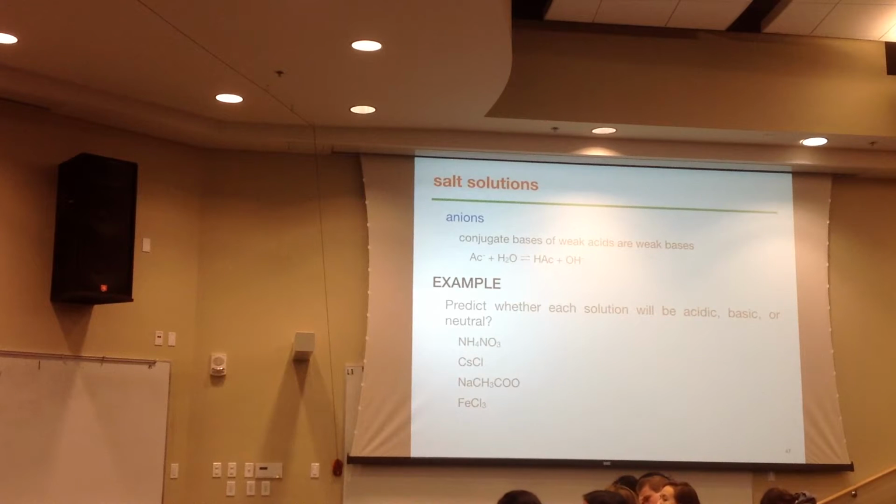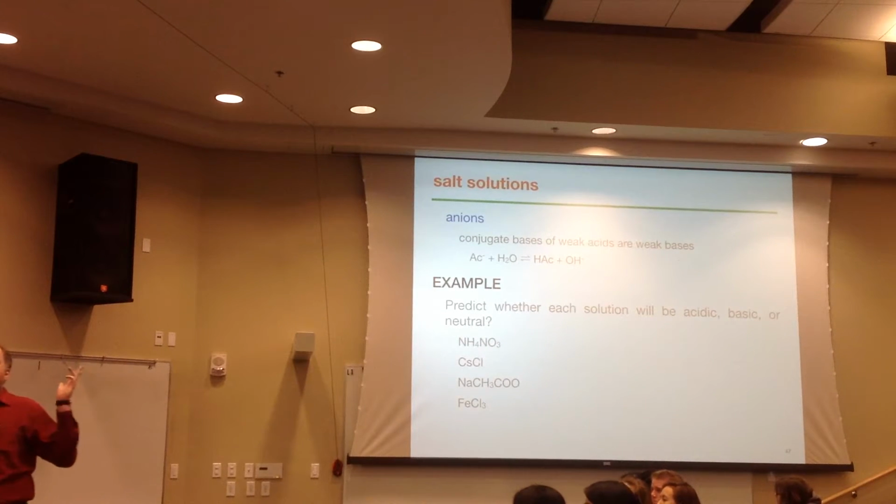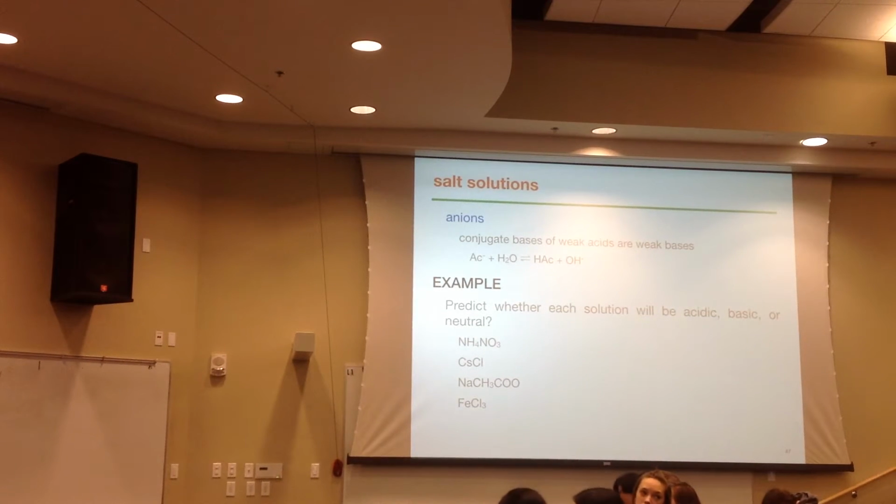Sodium acetate is basic. Iron chloride, iron 3 chloride. Acidic, basic, or neutral? Chloride's not going to do anything. Iron, we have a charged metal. All metal cations, except for column 1A and 2A, are acidic. Iron 3 chloride, acidic. That would be an acidic solution. What about ammonium acetate? We'll come back to that one in a second.